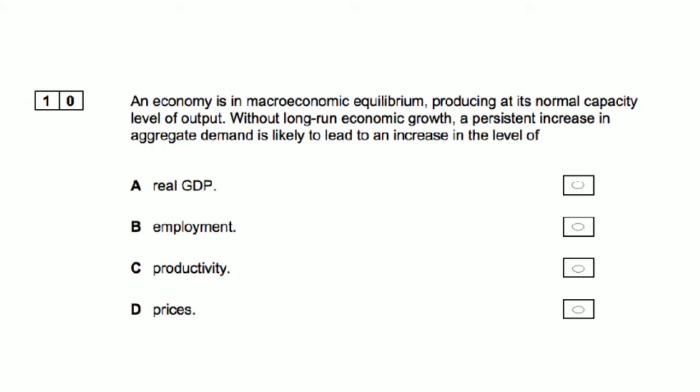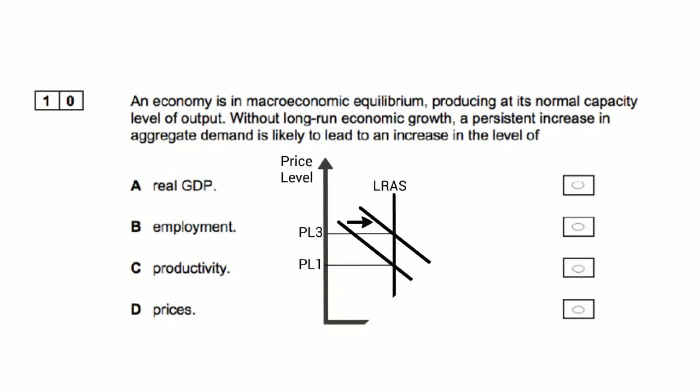If there was to be an increase in aggregate demand, it would mean that aggregate demand would shift outwards. As our economy is already producing its long-run productive potential, it means that there will be no change in output because of this increase in aggregate demand. The increase in aggregate demand would only result in an increase in prices, and this is known as demand pull inflation. Thus, the answer to this question is D.